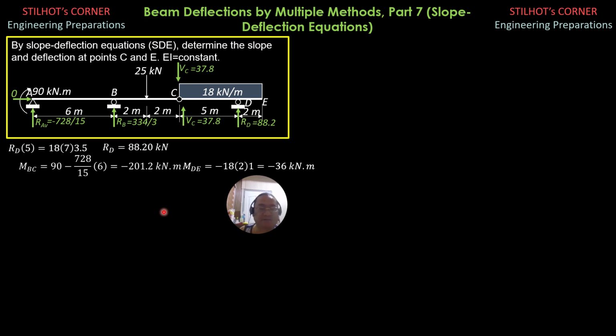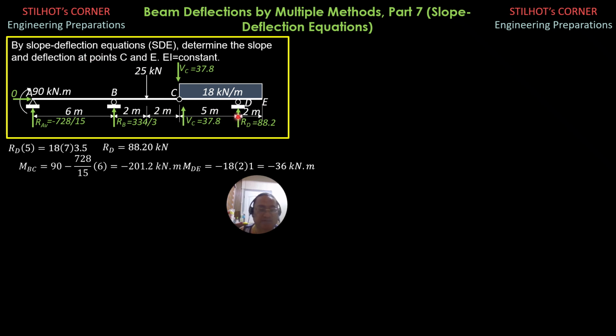The positive convention for slope deflection equations is clockwise rotation and clockwise moment, and it is opposite to the universal sign convention, which is counterclockwise rotation positive, counterclockwise moment positive. So in this case, let's focus on positive clockwise rotation and moment because this is the slope deflection equation.